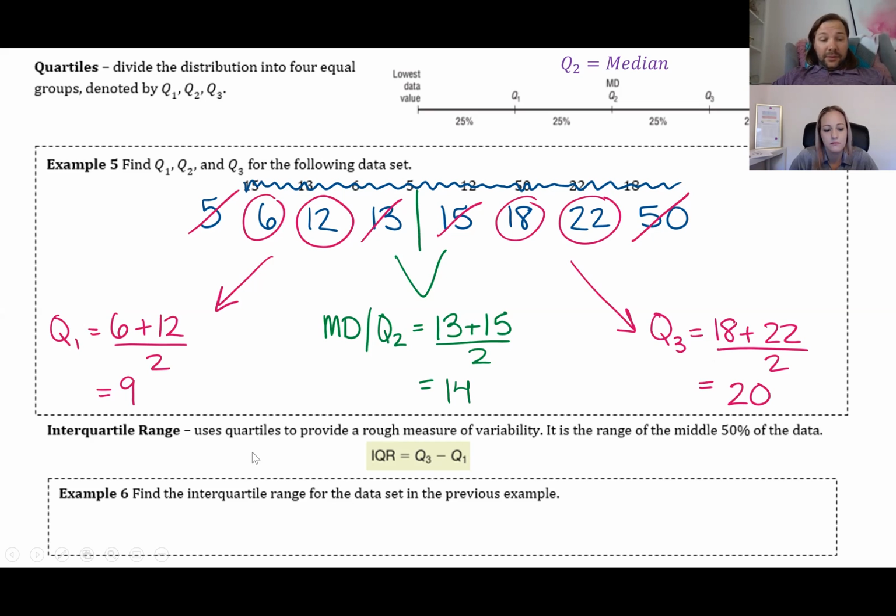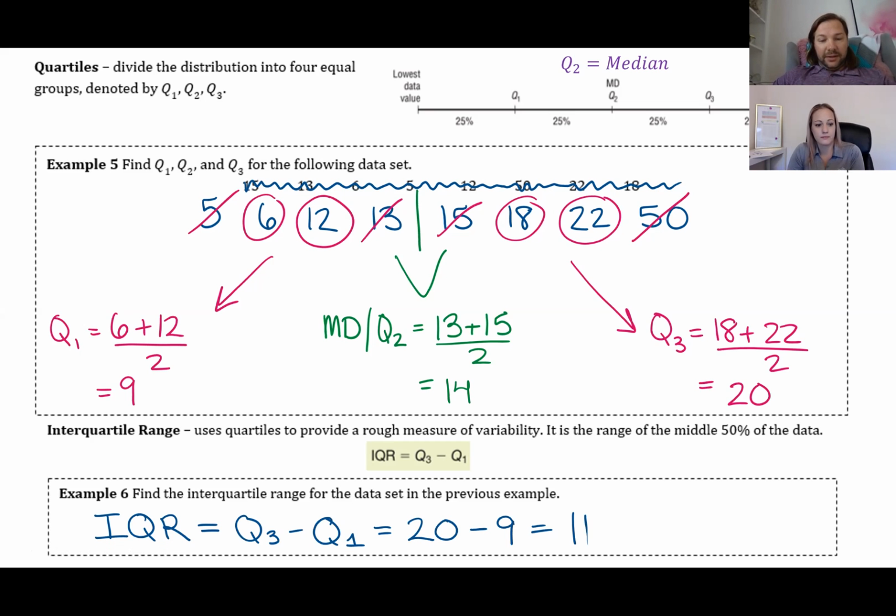And then you can use that to calculate the interquartile range. And that just helps you measure variability, and it helps you find outliers. So the interquartile range is just the middle 50% of your data. So you take Q3 minus Q1, and that gives you the interquartile range. So in this previous example, we would take 20 minus 9, and that would give us an interquartile range of 11.